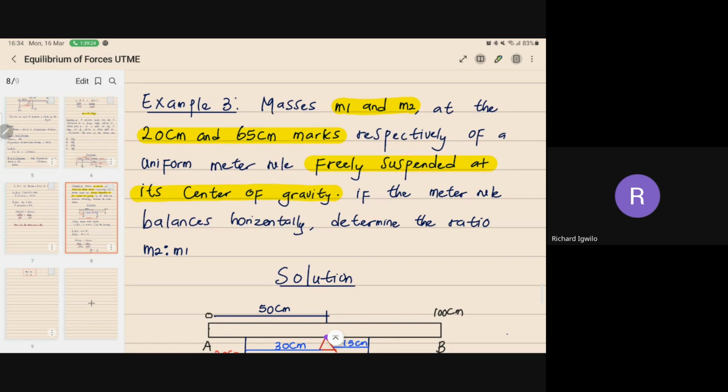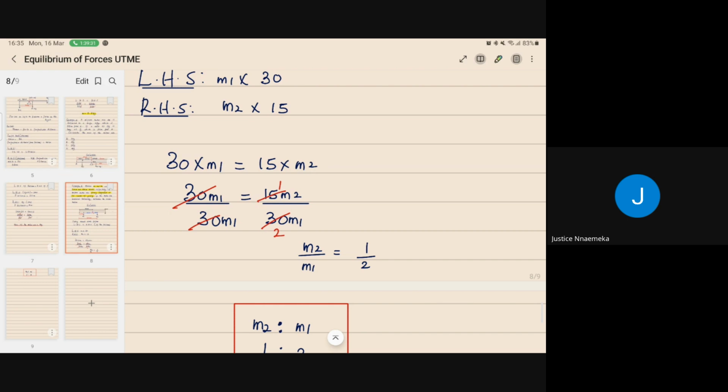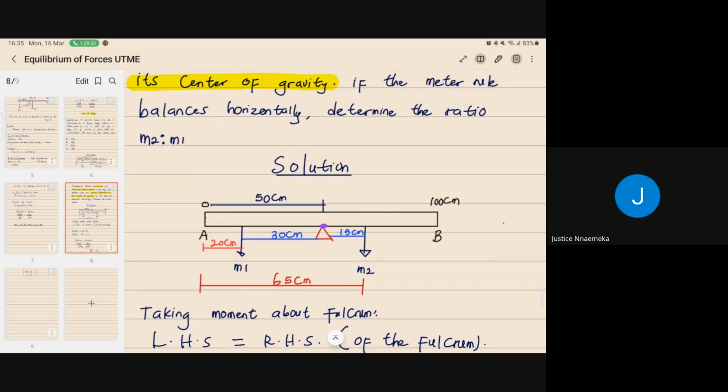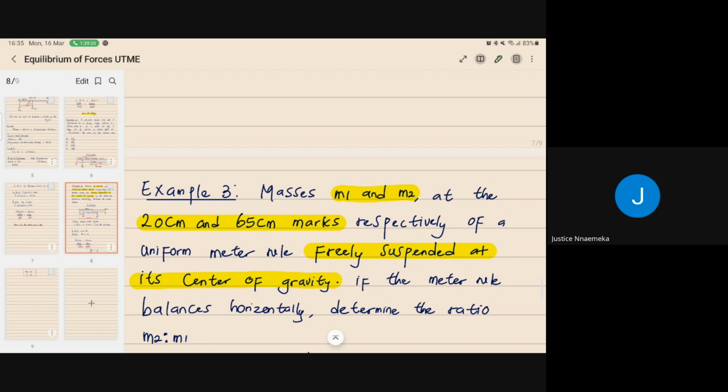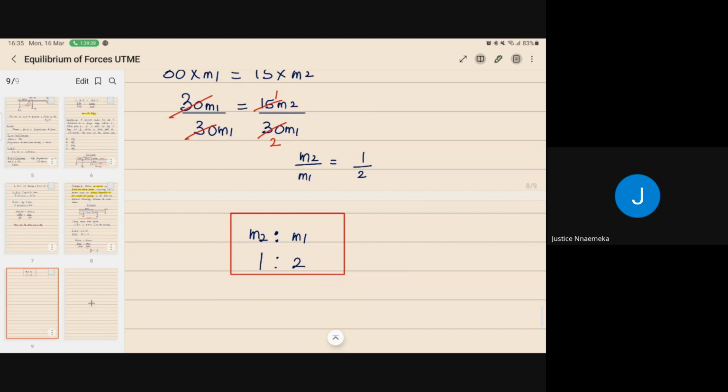They said determine the ratio of M2 to M1, which means M2 over M1. So when you divide both sides, you have M2 is 15, right? Because they said M1 is at 20 and M2 is at 65. So it has to do what? M2 over M1. Does it make sense, guys? Does it make sense, everybody?